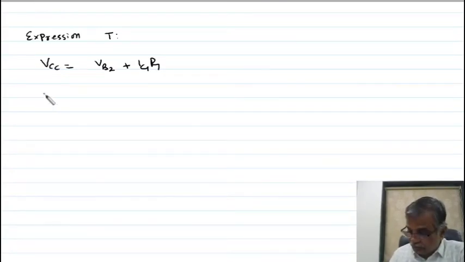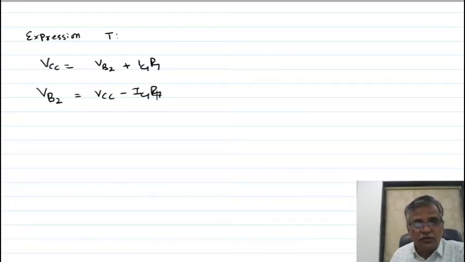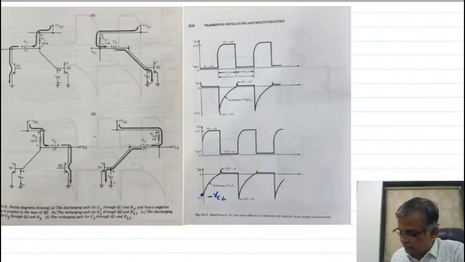Now I can write VB2 is nothing but VCC minus IC1 R1. I want to find the time duration for which transistor Q2 remains in the off condition. Means I am doing this for T2 off, meaning transistor Q2 remains in off condition during this much time.